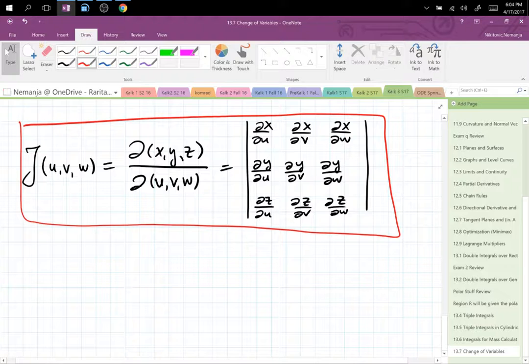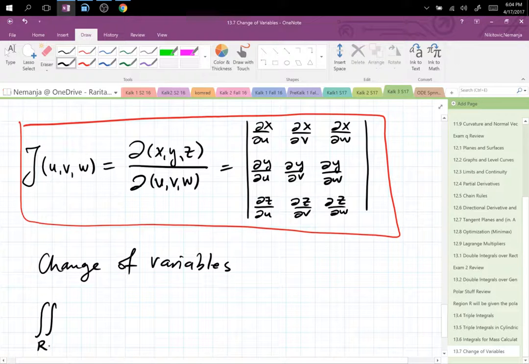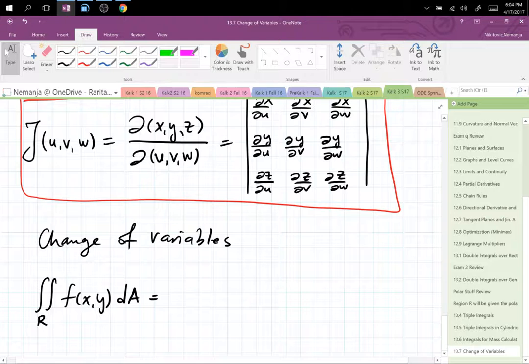And now the transformation itself. So change of variables. If you have the double integral over region R of the function f(x, y) dA, you look at it and you can't integrate because whatever, you're supposed to change variables and then you should be able to integrate.